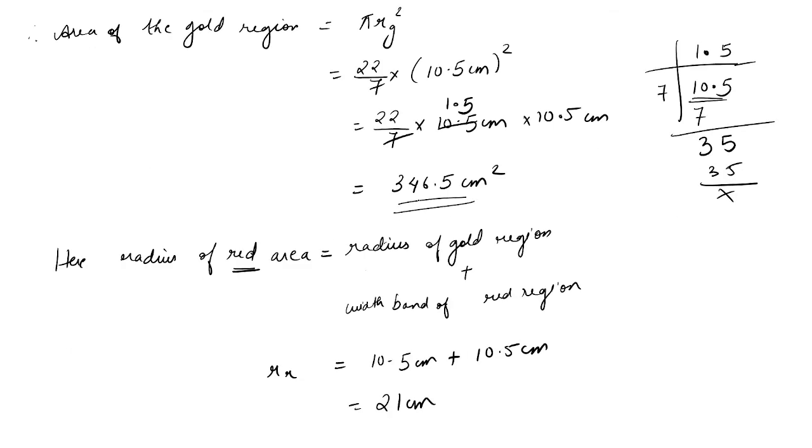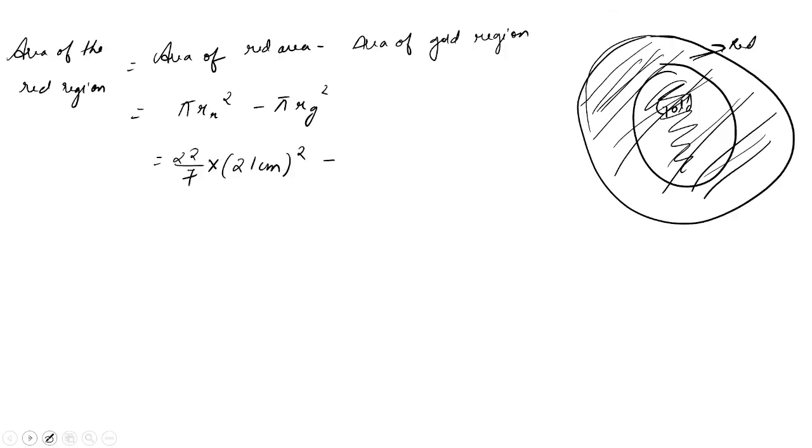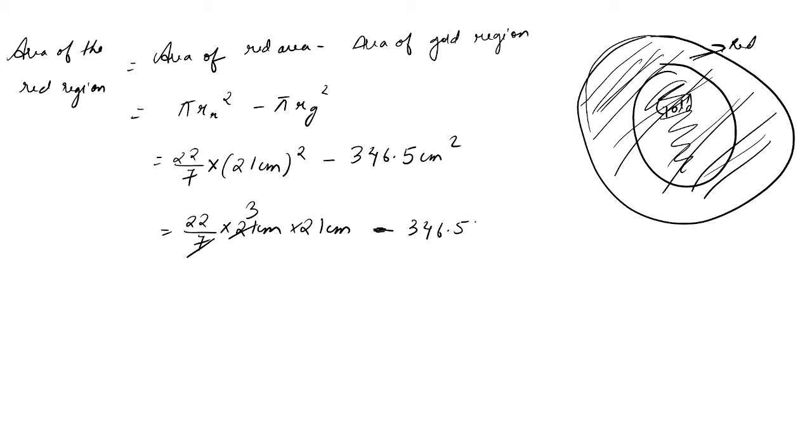This is 346.5 centimeter square. So this is going to be 346.5 centimeter square. So 22 by 7 into 21 centimeter into 21 centimeter. So 7 into 3, you can just do this, minus 346.5 centimeter square. Now this will give you 1386 centimeter square minus 346.5 centimeter square. So you do the subtraction.